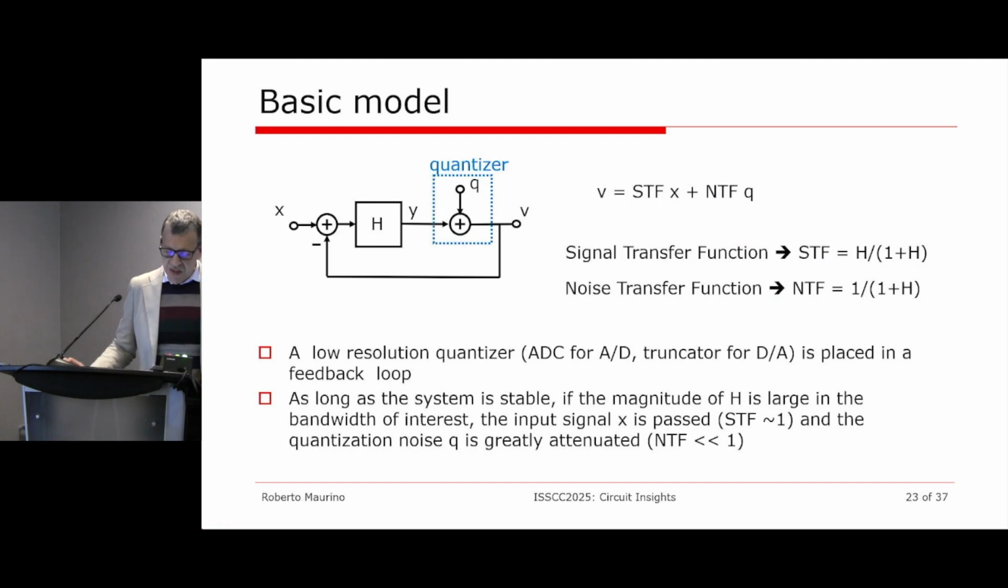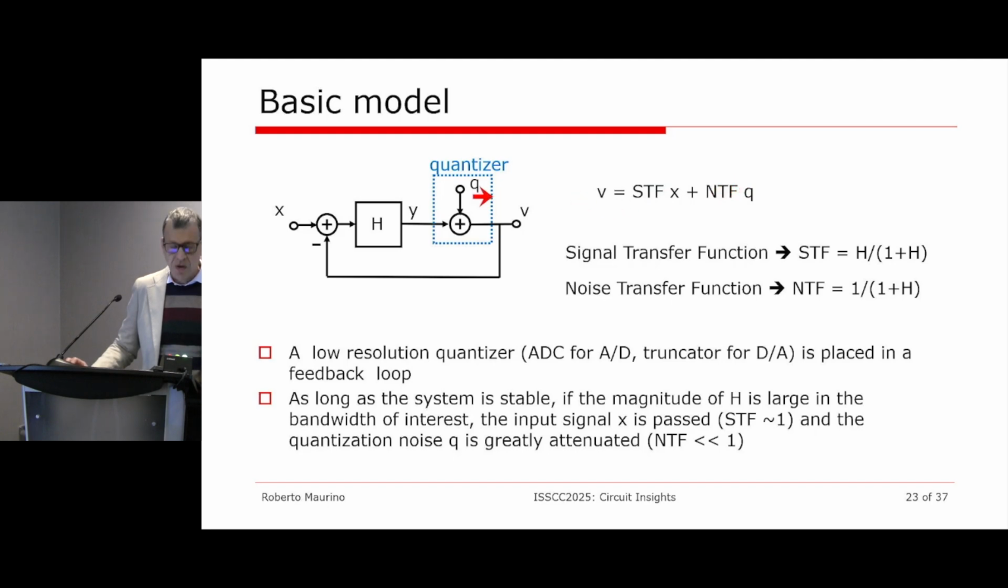Just to get you a basic idea of how a sigma delta works, the basic idea is that you take a quantizer with very, very low resolution, and you put that in a feedback loop, and you increase the accuracy by exploiting the feedback action of the loop. So if you use this very simple model and you derive the transfer function, you'll find that your output is given by the signal transfer function times x, where x is our input.